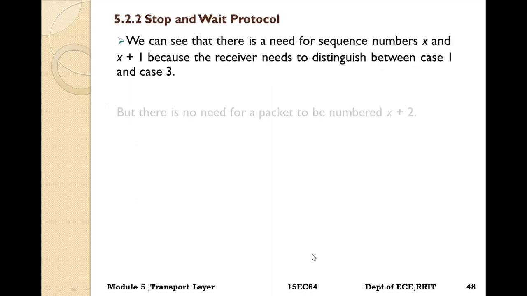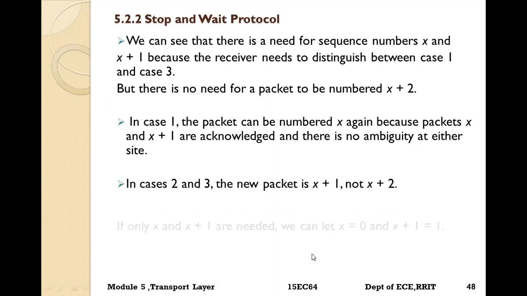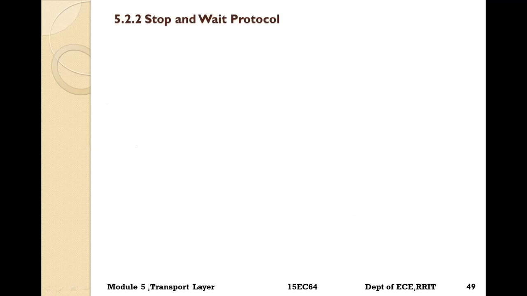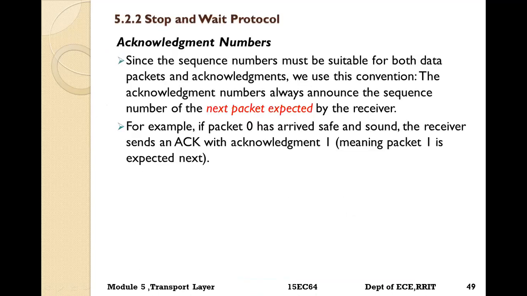Now the acknowledgement number works the same way. You can see the sequence we can have is 0 1 0 1 0 1, in this way, modulo 2. The acknowledgement number is the next packet accepted by the receiver. The acknowledgement number always announces the sequence number of the next packet expected by the receiver.